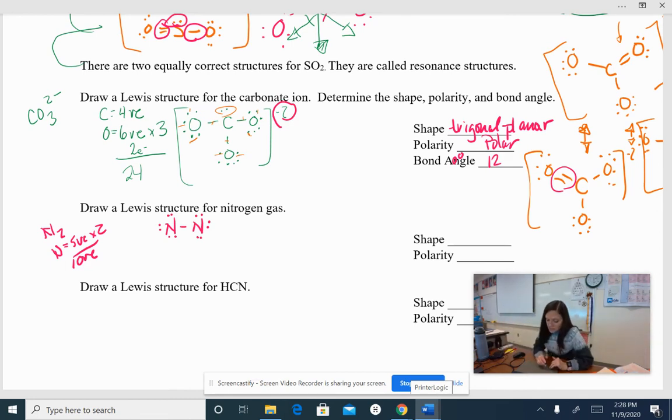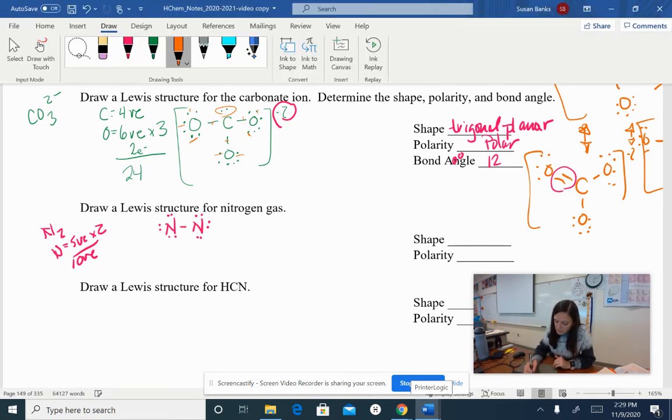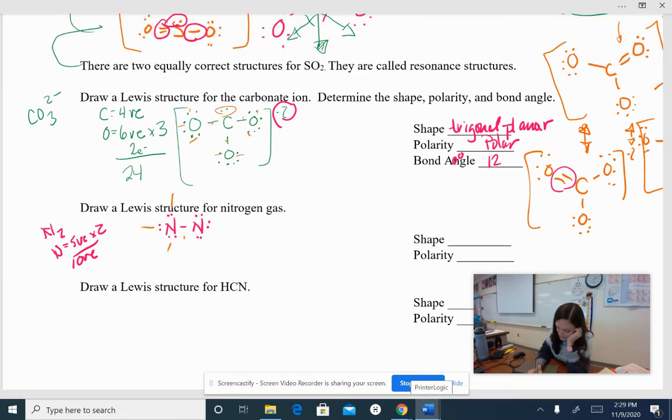Let's see how many electrons I've used now. So let's change the color. Let's count up the electrons. I've used 2, 4, 6, 8, 10, 12, 14. I have used 4 more electrons than I really can. Now, hopefully by now you've realized that each double bond saves you 2 electrons. I need to save 4 electrons.